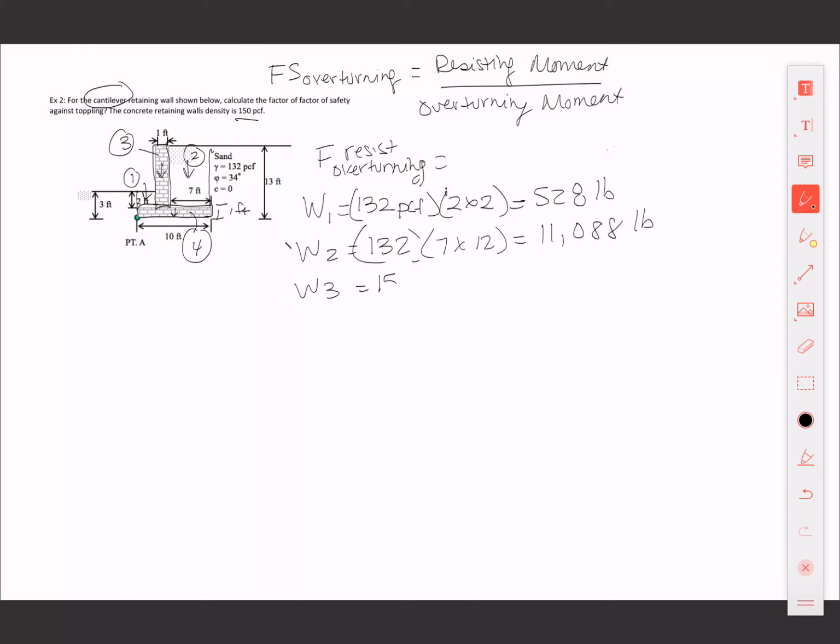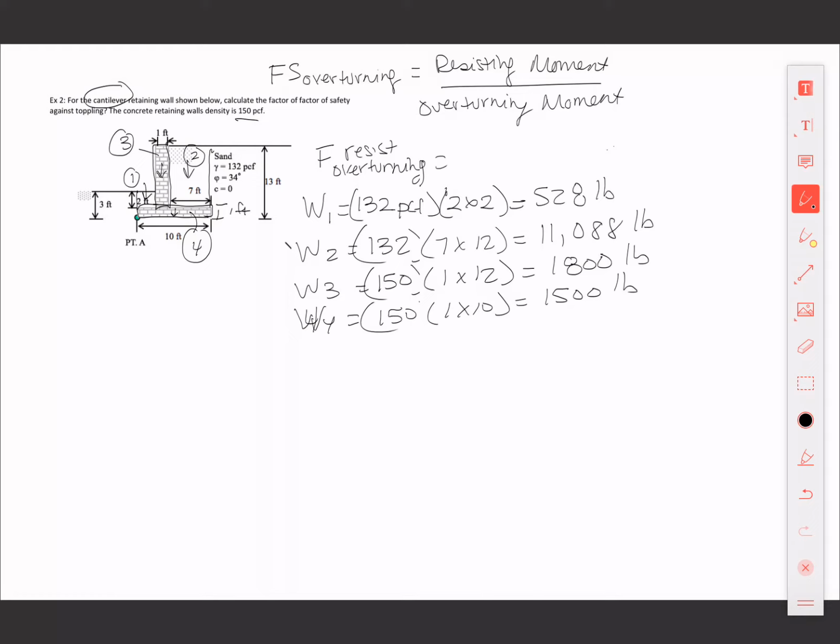The third weight is the weight of this portion of the wall. So the unit weight is 150. The area is 1 foot times 12 feet. So that is 1,800 pounds. And the fourth weight is 150 times the area, which is 1 times 10. So that gives us 1,500 pounds.